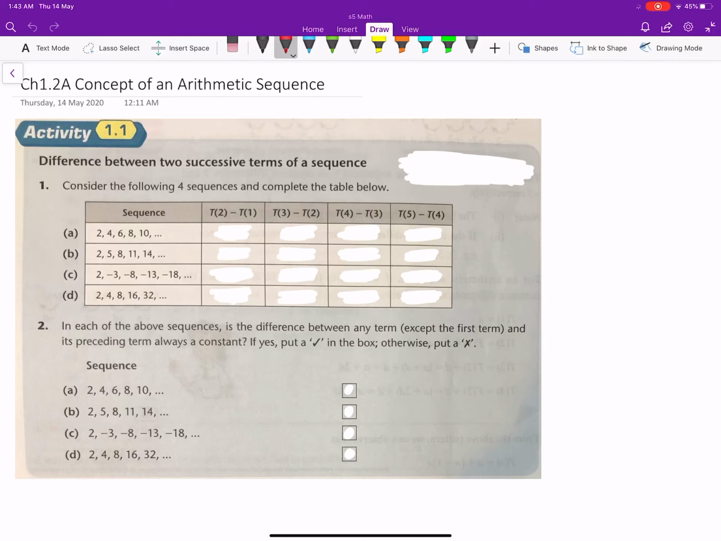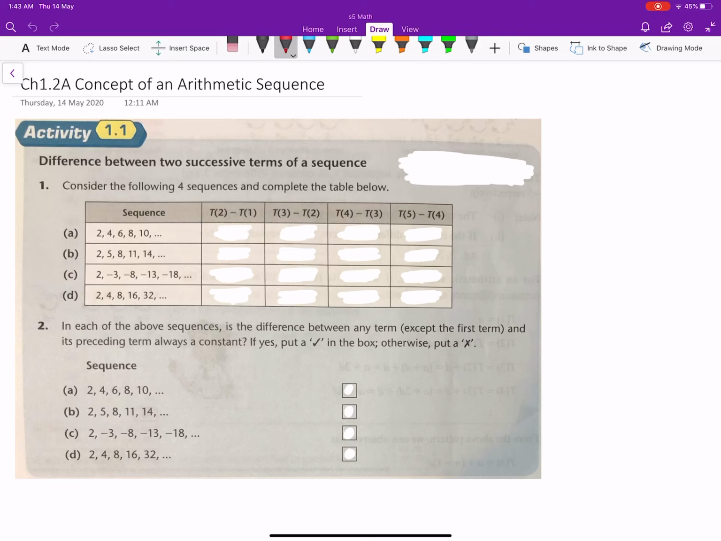Hello students, today we will start chapter 1.2A, concept of an arithmetic sequence. Before I introduce what an arithmetic sequence is, I would like you to complete activity 1.1 with me. So let's look at the following questions. Now we have 4 sequences in question 1, and we are trying to complete the table.